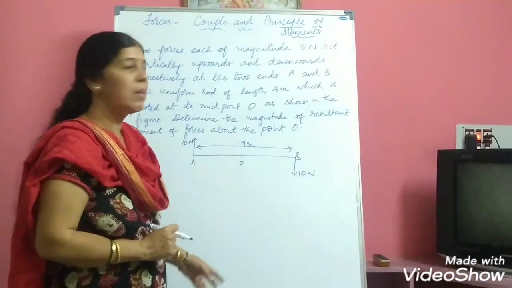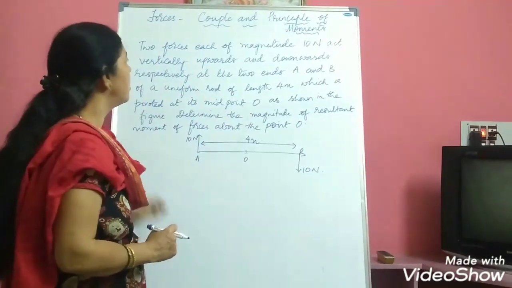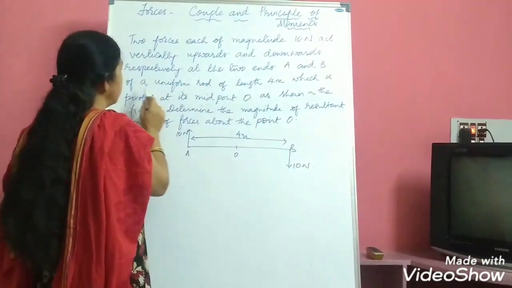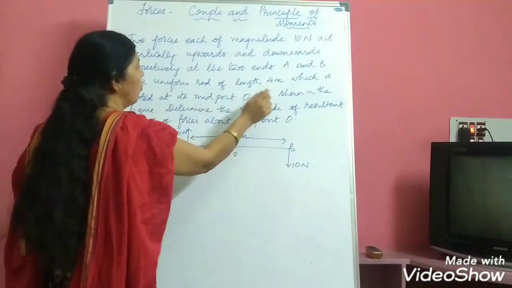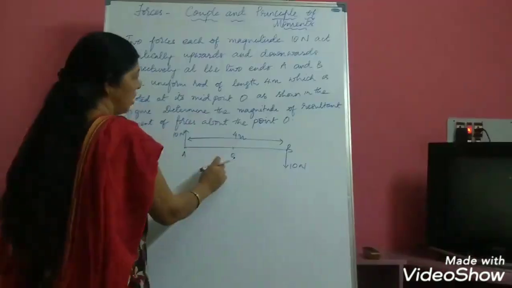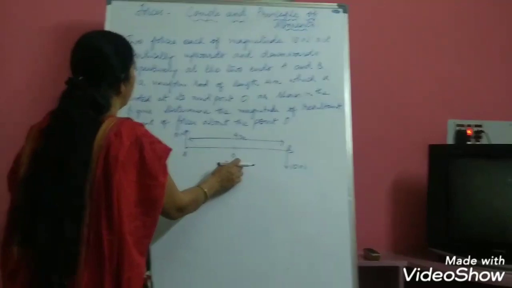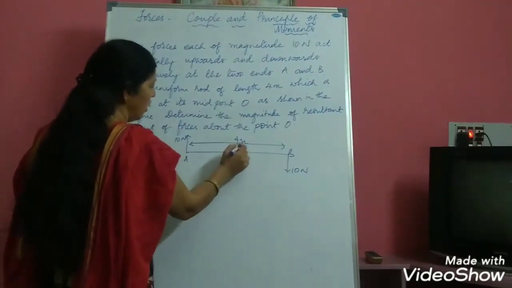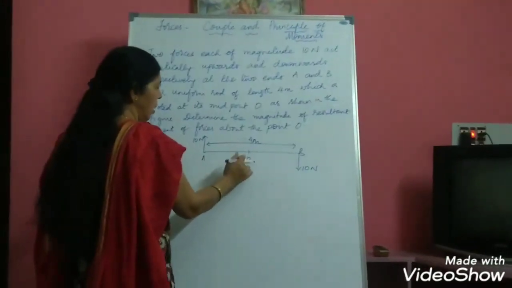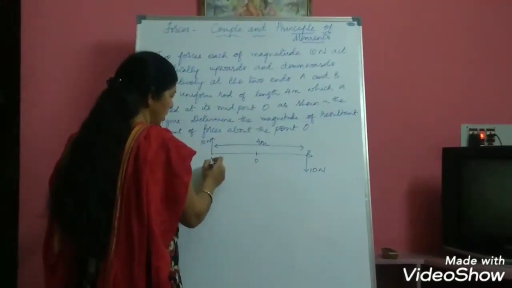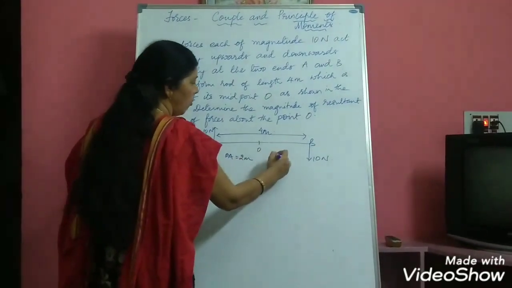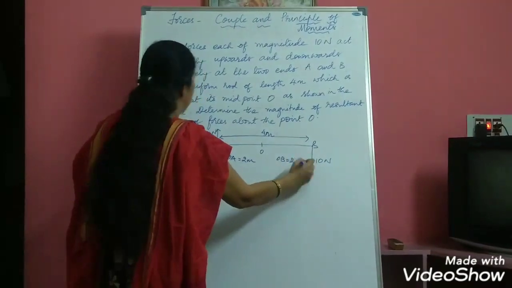Now, see this problem. Two forces, each of magnitude 10 Newton, act vertically upwards and downwards respectively at the two ends A and B of a uniform rod of length 4 meter, which is pivoted at its midpoint O as shown in the figure. Now, in this figure, we have a rigid bar, a uniform rod of length 4 meters, and it is supported at its midpoint. So, when it is supported at midpoint, here OA will be equal to 2 meter and OB will be equal to 2 meter.